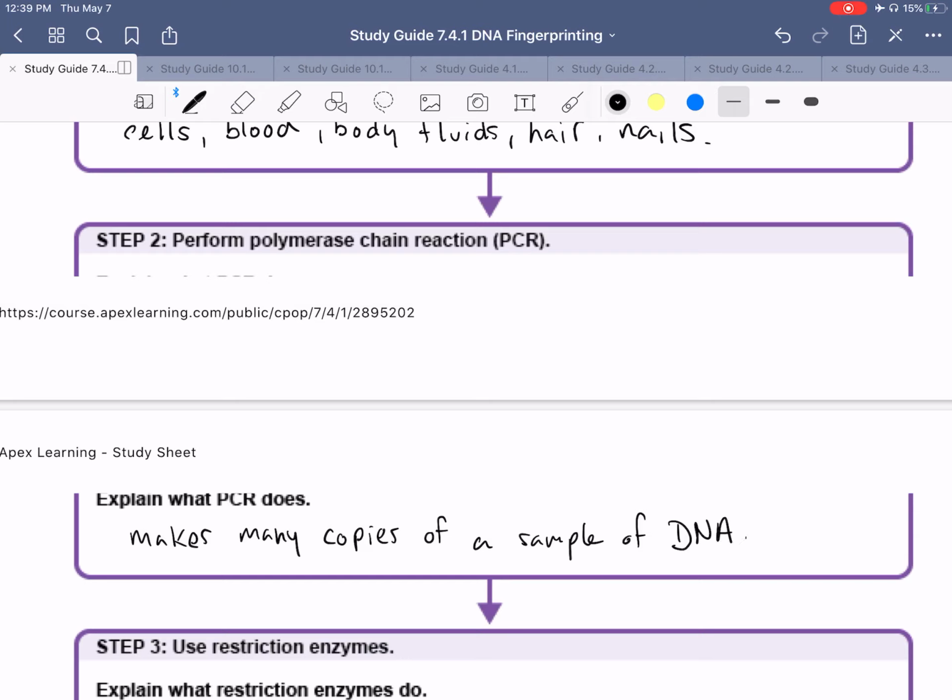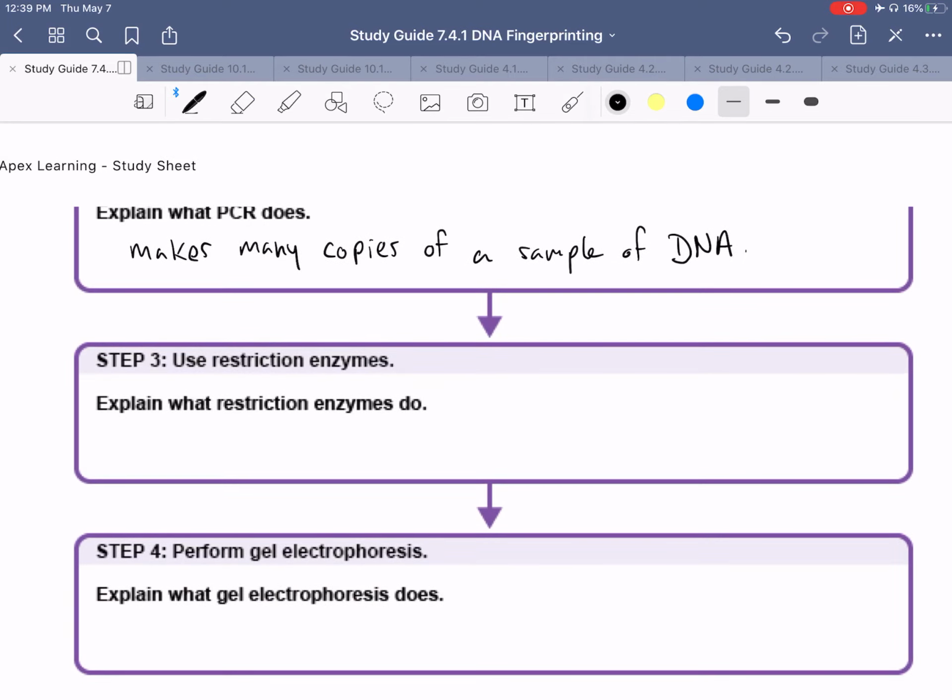Perfect. All right, so let's go to page 7. We're going to learn about restriction enzymes. So after the DNA sample has been made larger using PCR, scientists use things called restriction enzymes to cut the DNA into fragments or bands of varying sizes. The fragments of each person's DNA are unique, allowing scientists to make a DNA fingerprint that can identify an individual. Each restriction enzyme recognizes a specific region of DNA and cuts the DNA up at that point. Answer the questions to learn more about restriction enzymes.